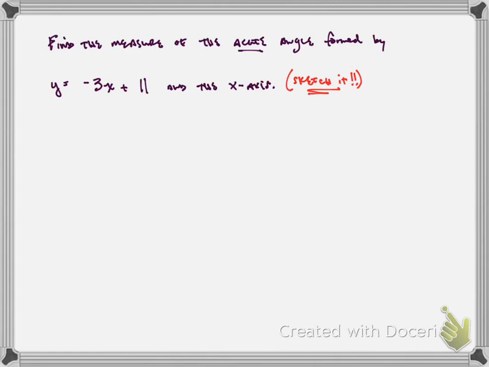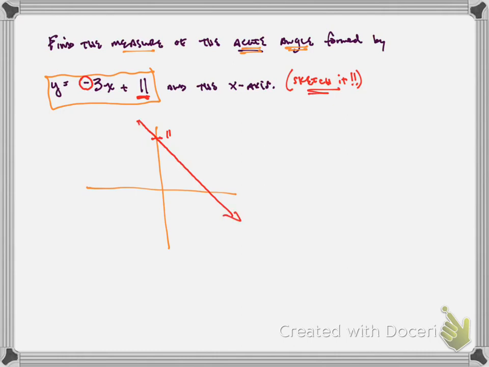Last but not least, a similar example to the previous one, except we do not go through the origin this time. Find the measure of the acute angle, acute meaning less than 90 degrees, formed by y equals negative 3x plus 11 and the x-axis. Sketch this thing. The sketch doesn't have to be perfect. We have a decreasing linear function with a y-intercept of 11. So I'll sketch that. There's my y-intercept of 11. We are decreasing. And what we're solving for is the acute angle formed with the x-axis. So we're solving for theta.